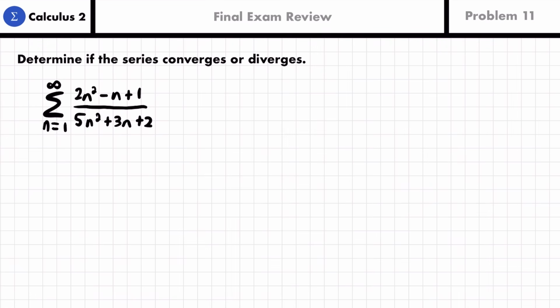Okay, so to determine if this series converges or diverges, we have a lot of different series tests to choose from, and so if you're not exactly sure what to do or what test to use, a good place to start is to always try the divergence test. Take the limit as n approaches infinity of the nth term from your series and see if that limit is equal to 0 or not.